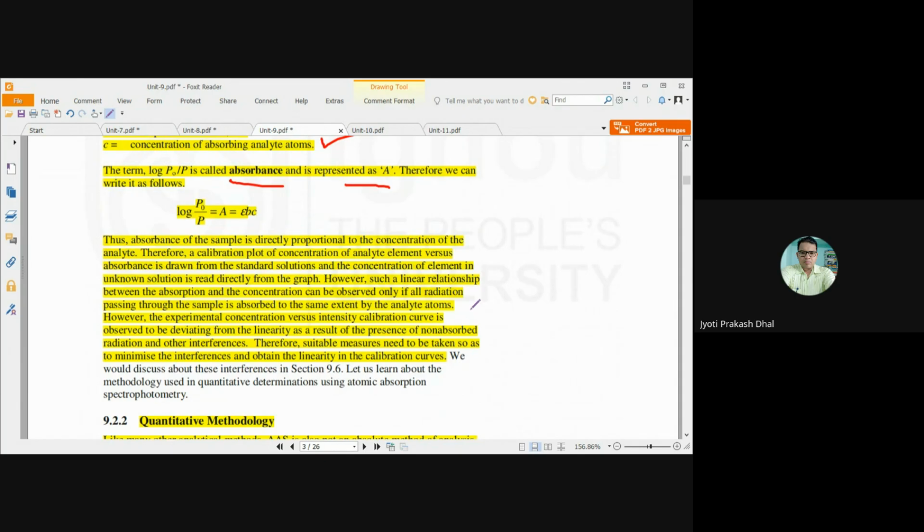Therefore, a calibration plot of the concentration of the analyte element versus the absorbance is drawn from the standard solutions, and after that the concentration of the element in the unknown solution can be determined from the graph. However, such a linear relationship between the absorbance and the concentration can be observed only if all the radiation passing through the sample is absorbed by the analyte atoms. However, the experimental calibration curve is observed to deviate from linearity as a result of the presence of non-absorbed radiation and other interferences.